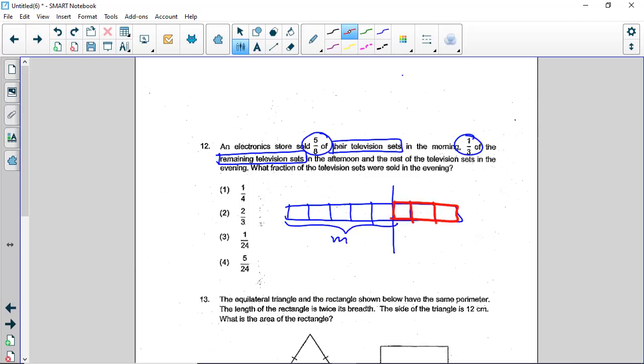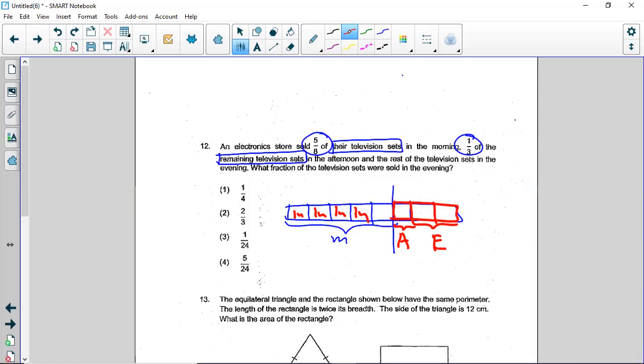And then you go to the second fraction, 1/3 of the remainder. It means the remainder must have 3 boxes. Very nice, just 3 boxes also. And then 1 box or 1/3 sold in the afternoon and the rest in the evening. See? So when you draw the model, you can see that it's very easy. When you get the answer, you will realize that it's very easy to get the answer.